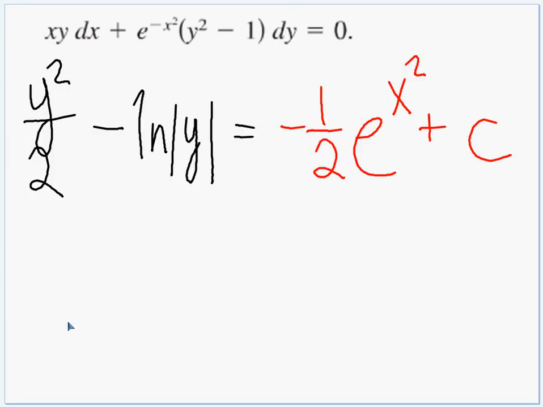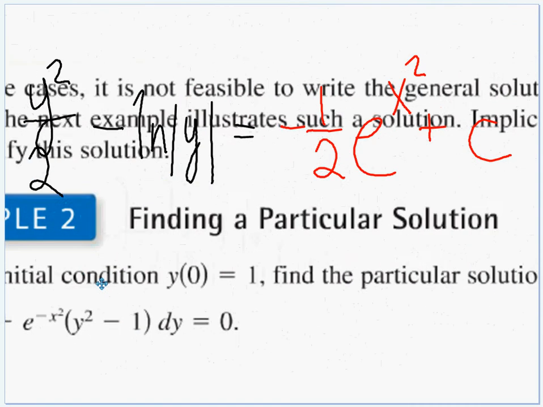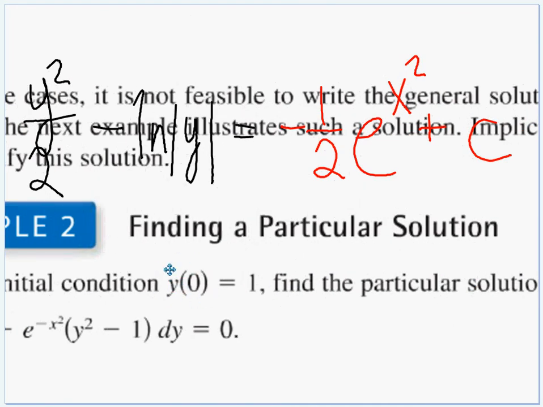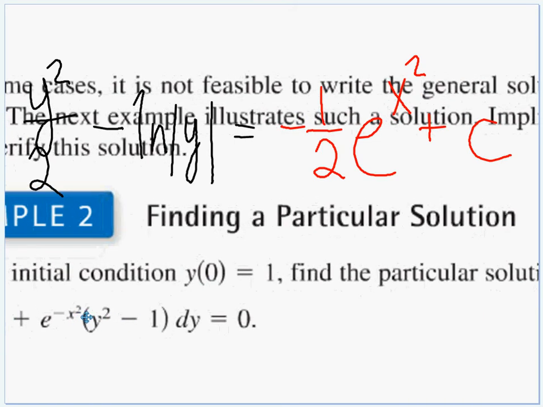So in this case, we're not going to have to do that, but we can use the given point to find a particular solution. So remember, they did ask us to find the particular solution of this point. The input is 0, the output is 1. So 0, comma 1.